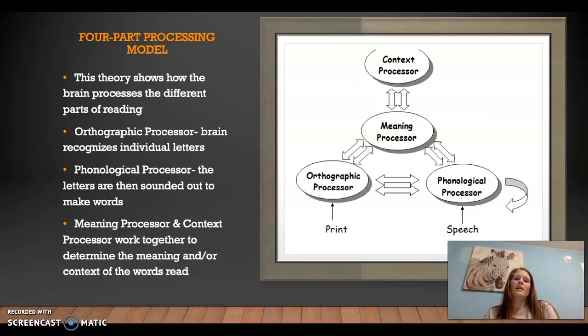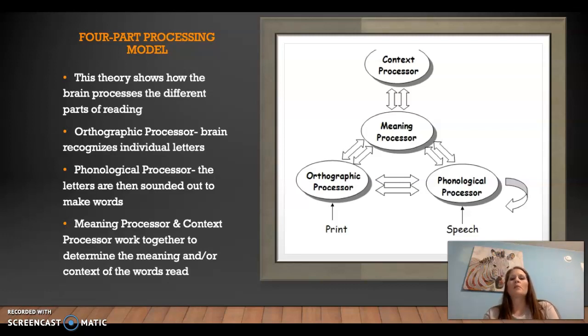This was in one of my classes this last semester that I learned, and I thought it was important here: the four-part processing model. This theory shows how the brain processes the different parts of reading. There's the orthographic processor and the phonological processor down at the bottom. The orthographic processor is how the brain recognizes certain letters. Then it goes to the phonological processor, which takes those letters and makes sounds, so the letters are sounded out to make words.